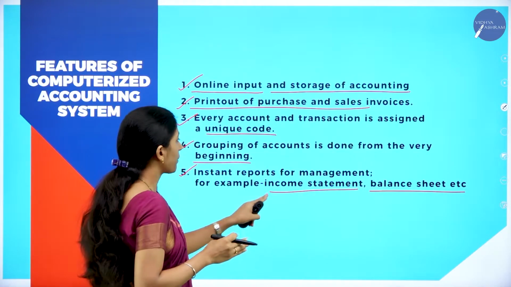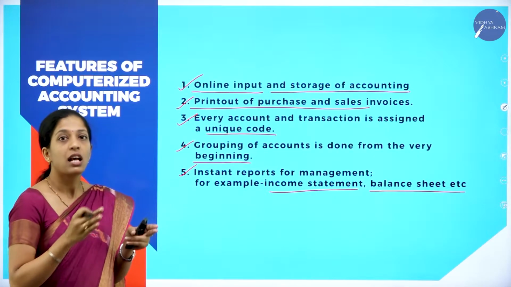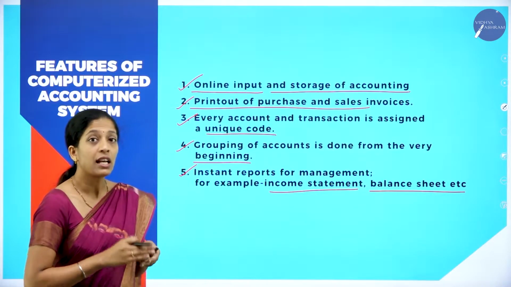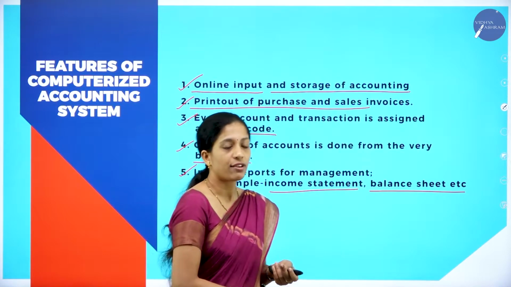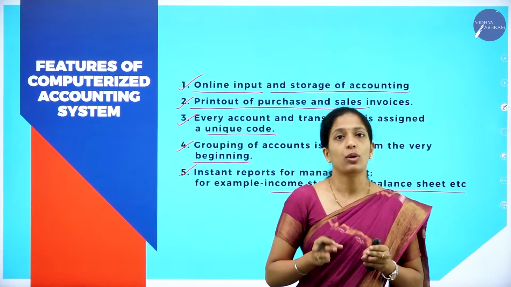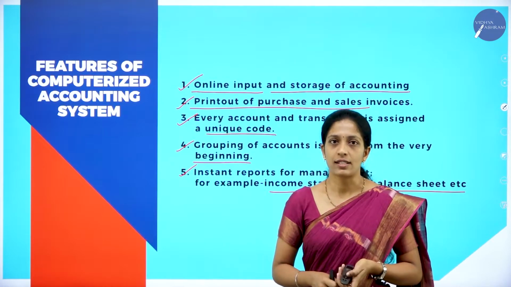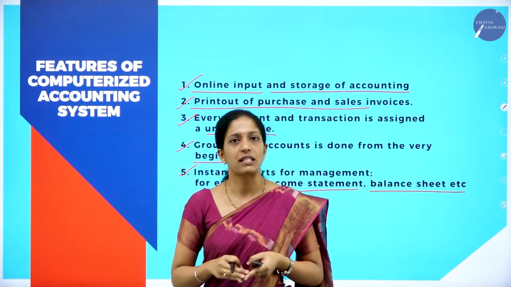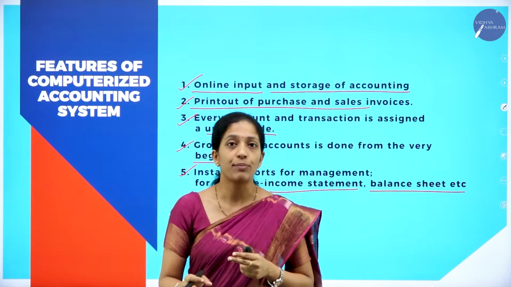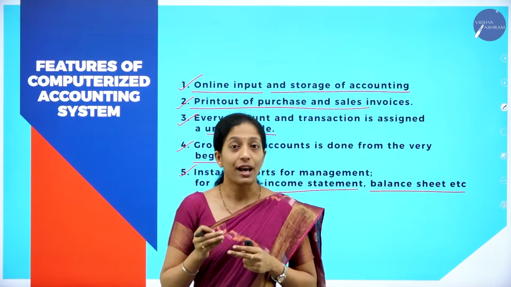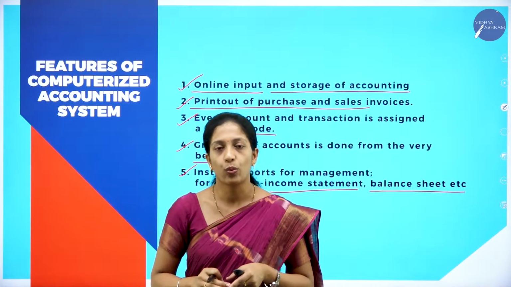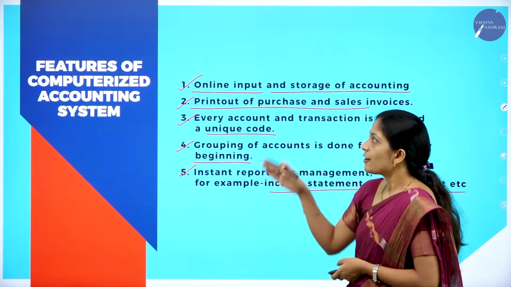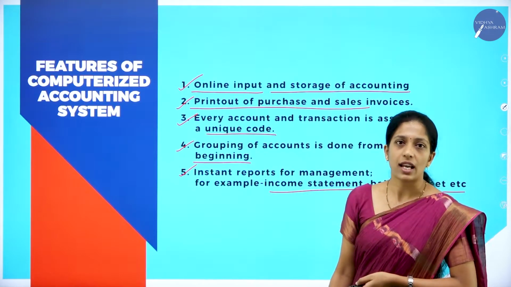So financial statements in the form of the income statement, that is the trading profit and loss account, as well as the balance sheet, can be prepared very easily and very quickly at the end of the financial year. A lot of time is not required when compared to a manual accounting system. The main advantage of a computerized accounting system is that it stores a lot of data at the same time. Here the speed of the computer as well as the accuracy of the computer is much more when compared to a manual accounting system. So these are the features of computerized accounting system.